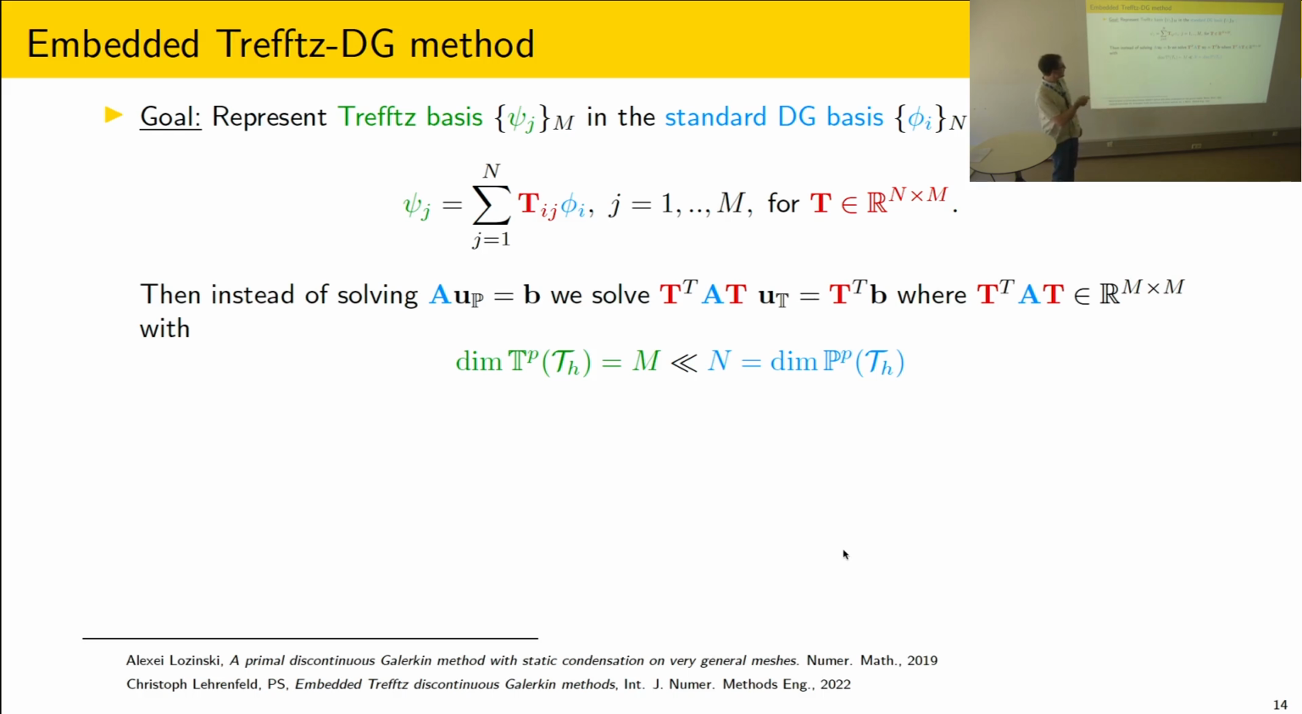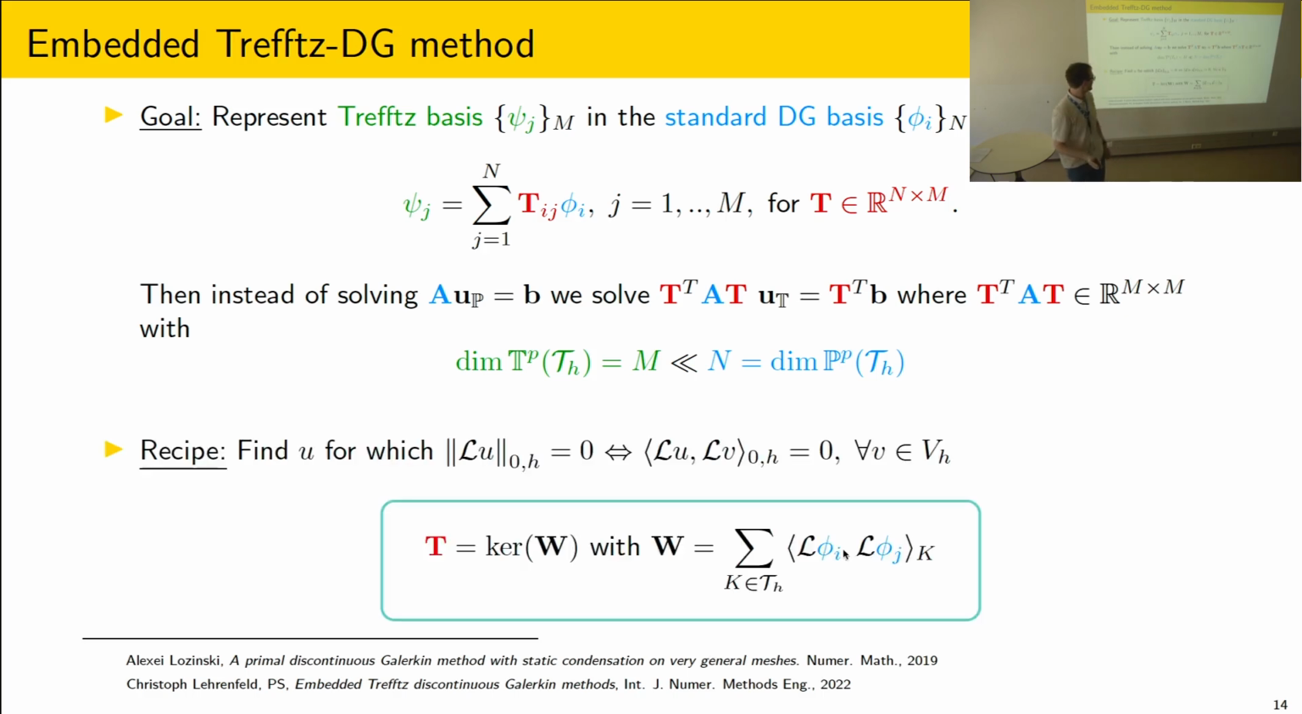Then, instead of solving our standard DG system, here written in linear system form, we project the system down onto a Trefftz space by multiplying from left and right with this projection operator, this embedding. And then we only solve the much smaller system, which is TAT, on the Trefftz space. Again, the dimension of the Trefftz space is much smaller than the dimension of the full polynomial space, right? Now, how can we construct this embedding? This is the main question.